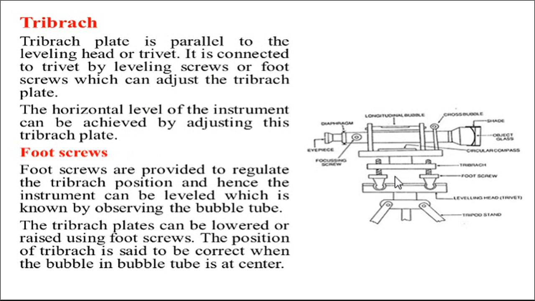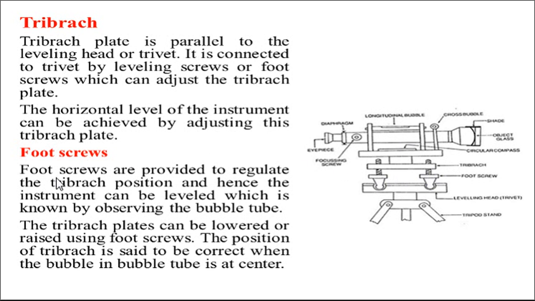So here there is a tribrach plate. This plate is called as tribrach plate and to this tribrach plate the 3 foot screws are provided. This is the cross section, that's why we are seeing only 2, another will be back side.